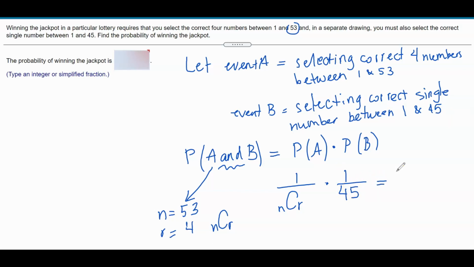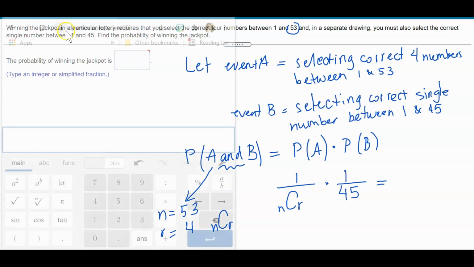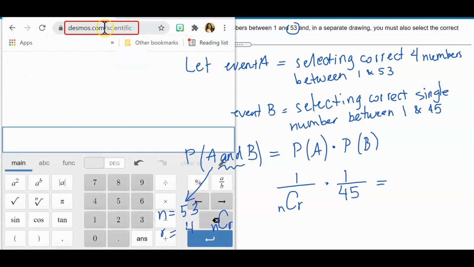Let's use the calculator now. I'm going to use the Desmos calculator. Of course, you can always find the combinations using StatCrunch and then use the calculator, but I want to show you how to use the Desmos scientific calculator to simplify this process. Go to desmos.com/scientific to open the scientific calculator. Then let's enter this expression.